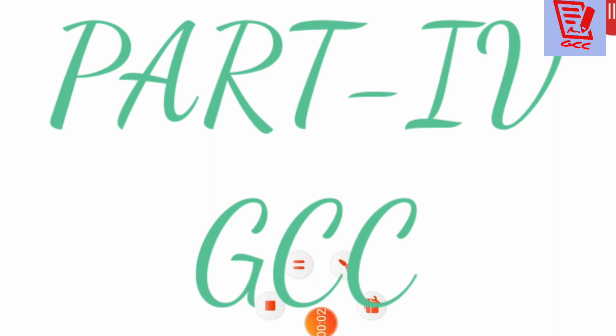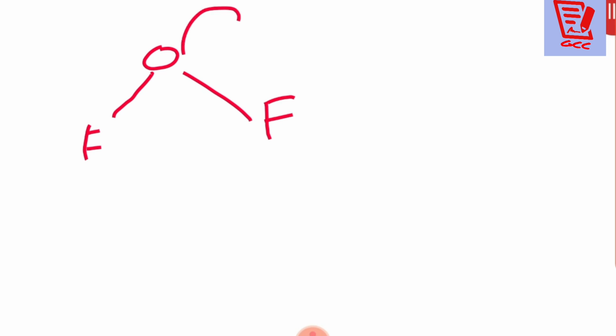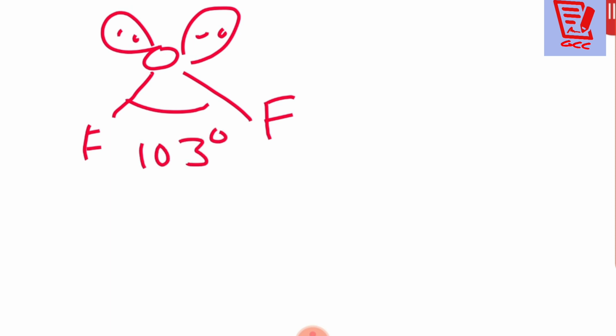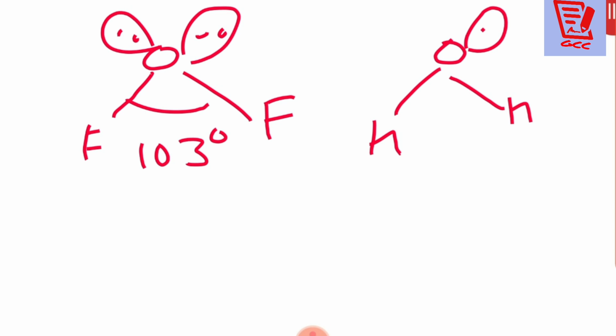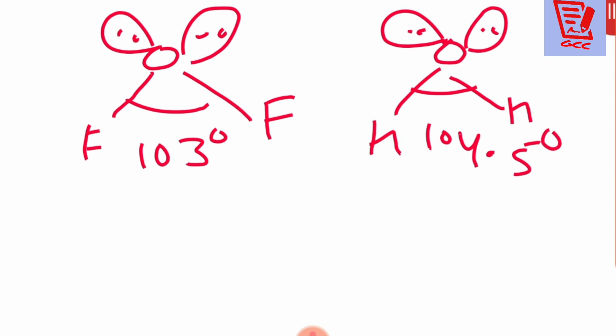Students, please see, there is an angle when we compare the structure of OF2 with the water molecule. This is the structure of OF2, and here the angle is 103 degrees. In the water molecule, the angle is 104.5 degrees. Can you tell me why the bond angle is higher in the water molecule?